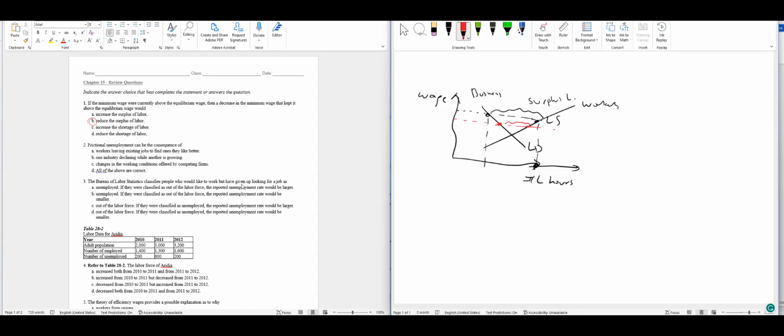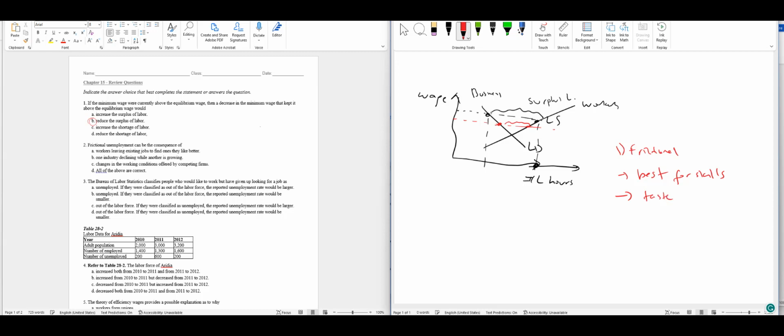Question 2. Frictional unemployment can be the consequence of. So let's understand why we have frictional unemployment. Frictional unemployment can be because of workers looking for a job that suits best for their skills. So you might get an offer from McDonald's, but you may prefer to work as an accountant. So frictional unemployment happens because people look for jobs that best fit their tastes.